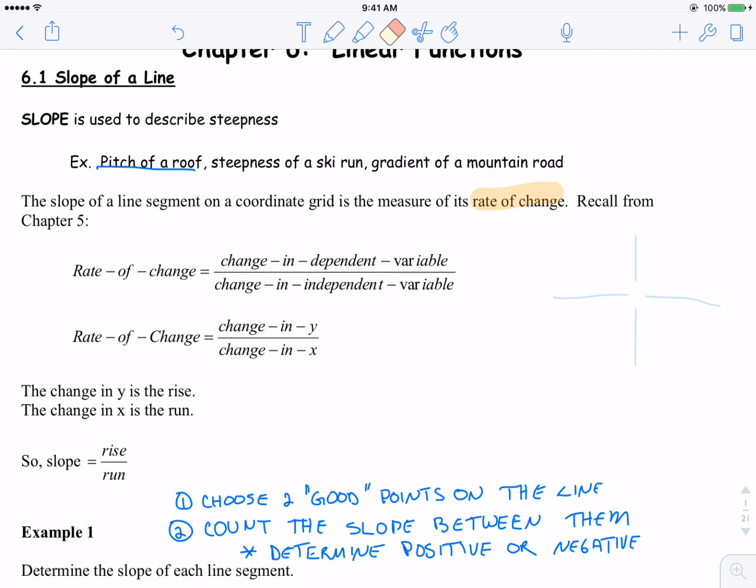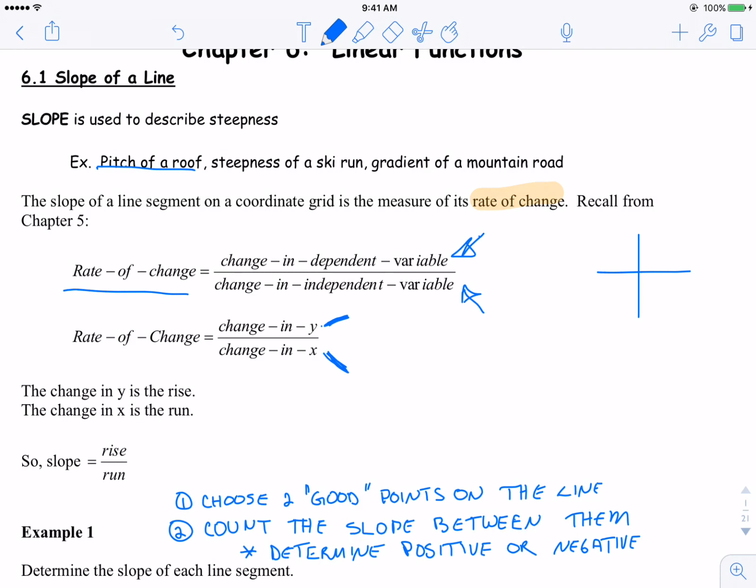So remembering from chapter 5 what we know about rate of change. Rate of change is the change in the dependent variable over the change of the independent variable. I know a couple of you struggled with that on your test, but we're going to look at it so closely now and in a little bit more detail that hopefully after 6.1 and 6.2 you've got a better handle on it. So rate of change is the change in the dependent variable over the independent variable, or if we're looking at our coordinate axes, our xy axes, it's the change in y over the change in x.